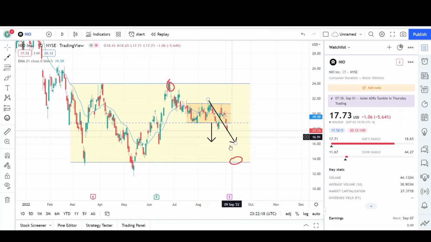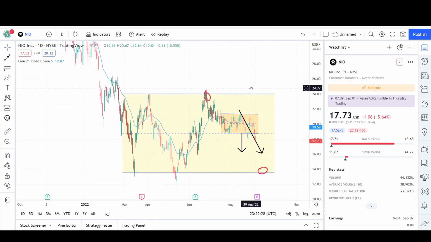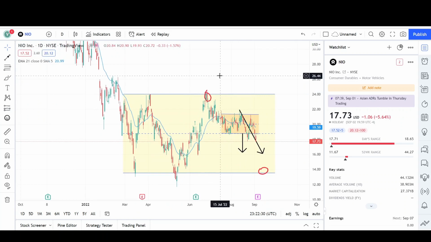But as of right now, it does look like prices want to drop down to that low 16s and maybe even the mid 13s, depending on how bearish this looks. But that's all I have for the daily chart. Let's go and wrap this up on the weekly chart.